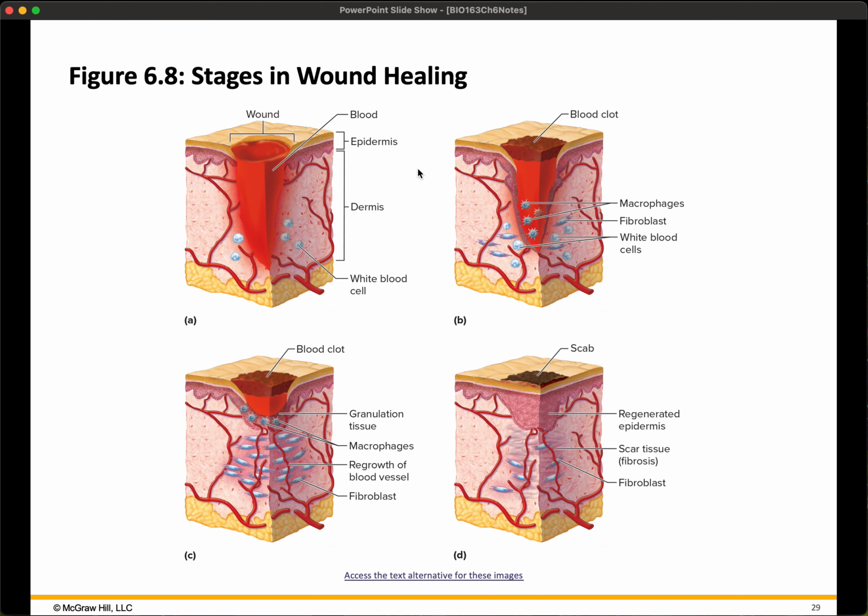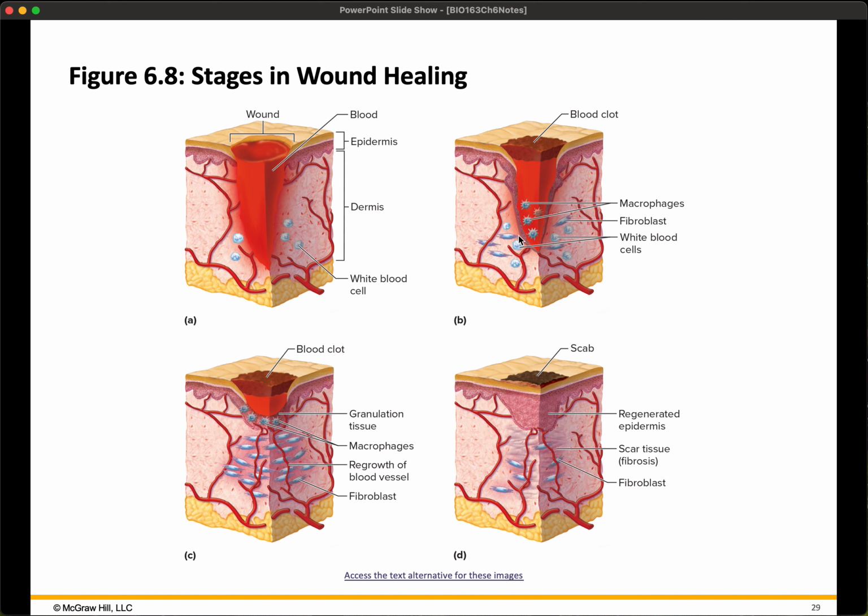Here you can see the stages in wound healing. Starting up here with the wound, you can see all the blood that's being released into the area. These blood vessels have been cut. This one goes down deep into the dermis, almost into the hypodermis, and so it's probably going to bleed pretty well. As the blood starts to leak from these vessels, you have a release of white blood cells into the area just to help with cleanup.